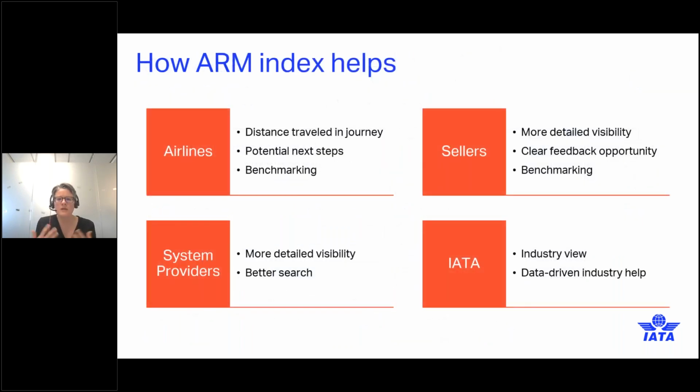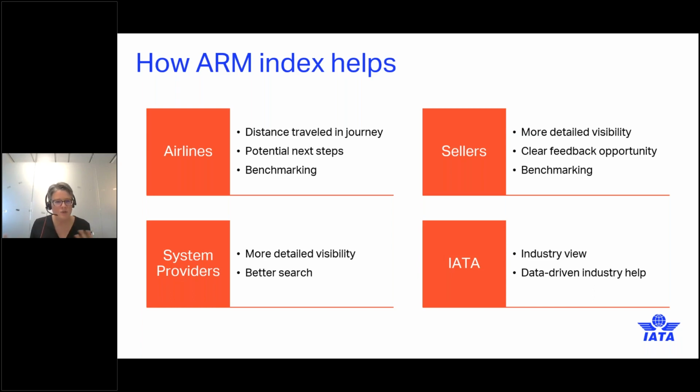So with that, I just want to highlight that there's benefits for everyone. The ARM index helps everyone in different ways a bit, because not everybody's in each pillar, but it does help, hopefully, help everyone. We designed it to hopefully help everyone. And so with that, airlines actually, in even just completing all 3 pillars, have told me it dramatically helps them to understand the distance they've traveled in this journey. And then what we're offering back to them is to help them with the potential next steps that they can look at. Sellers have a much more broader or more detailed visibility.